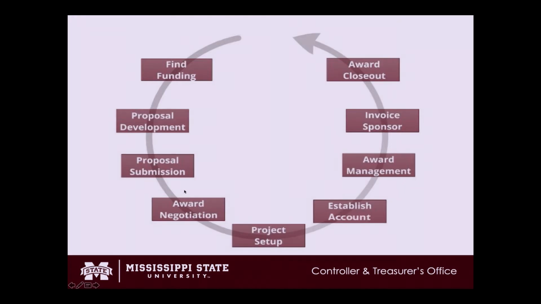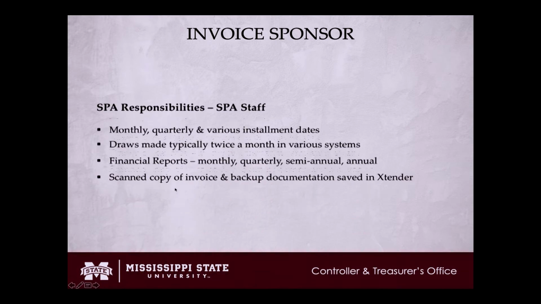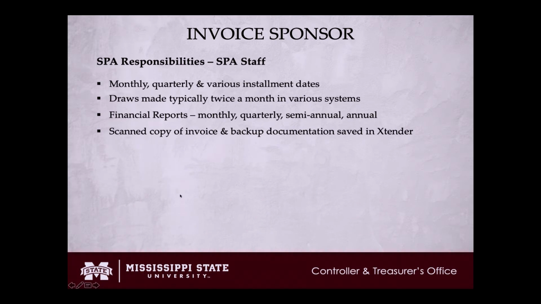Okay, so moving on to invoicing the sponsor. So our SPA staff, this is one of the largest responsibilities we have on a monthly basis. We submit anywhere from 400 to 700 invoices in a month's time. We submit invoices on a monthly, quarterly, and then various installment dates. We make draws typically twice a month, various systems. Financial reports, these are submitted monthly, quarterly, semi-annual, annual. Really just anytime the sponsor needs to ask for a report, then we'll get that report to them.